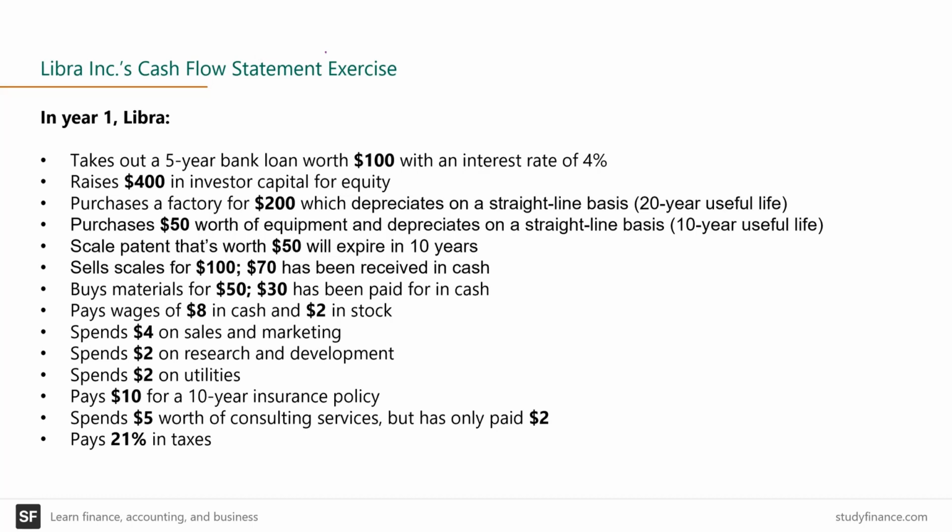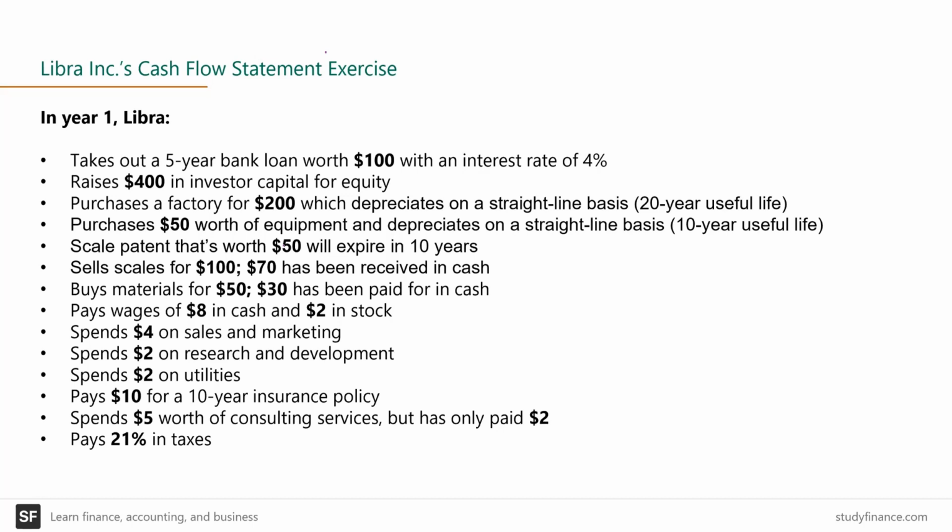We also purchased $50 worth of equipment which will depreciate on a straight line basis for 10 years. To ensure that we produce the best scales, we also acquired a patent that's worth $50 and will expire in 10 years. And to produce our scales, we purchased $50 worth of materials in which only $30 have been paid for in cash. So that's actually a new variable. Our produced scales were sold for $100, but only $70 has been received during the period.